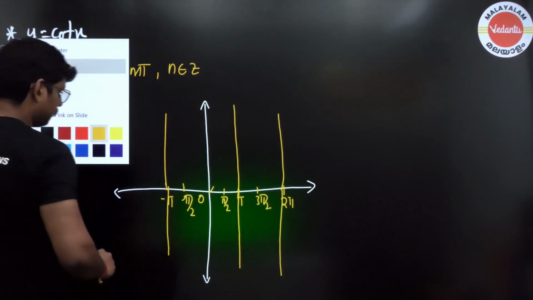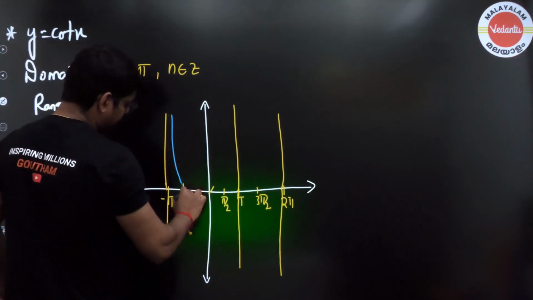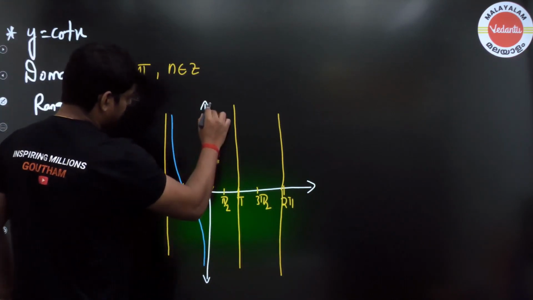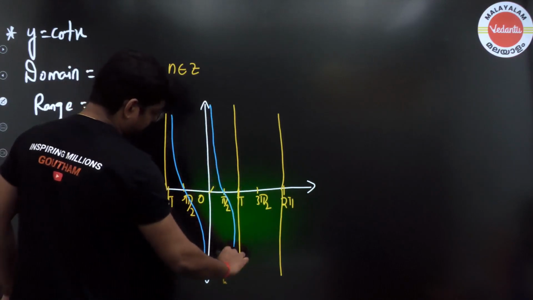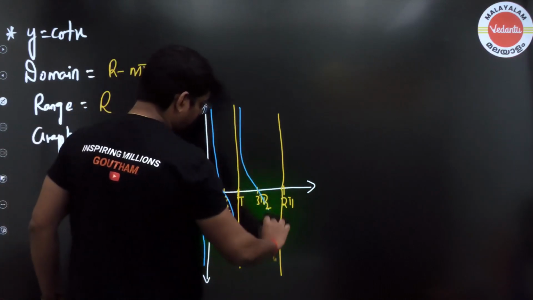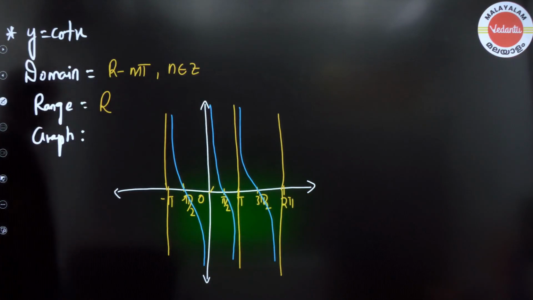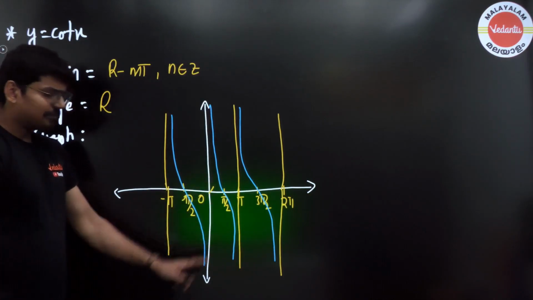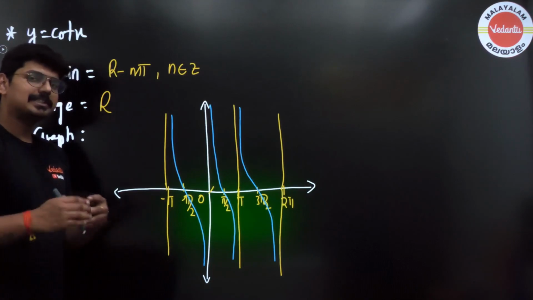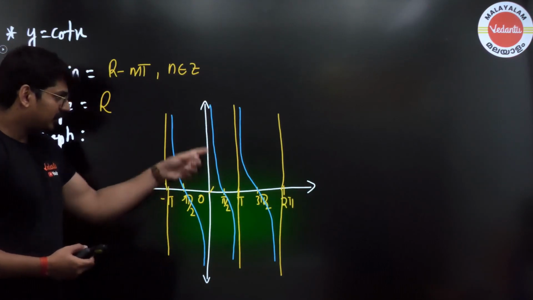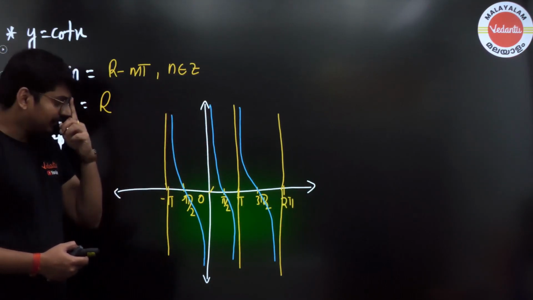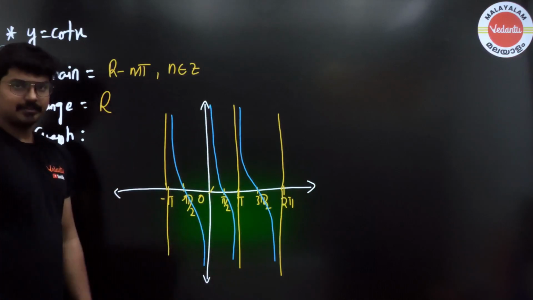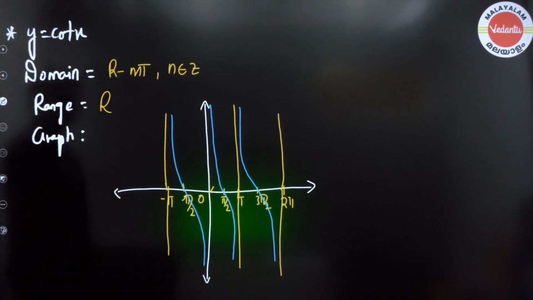So the graph of cot x is going to be like this, guys. And you can clearly see cot pi by 2 is 0, but at 0 and pi, cot is tending towards infinity. At 0, it's tending towards positive infinity. At pi, it's tending towards negative infinity. So I hope this is clear for everyone, okay.